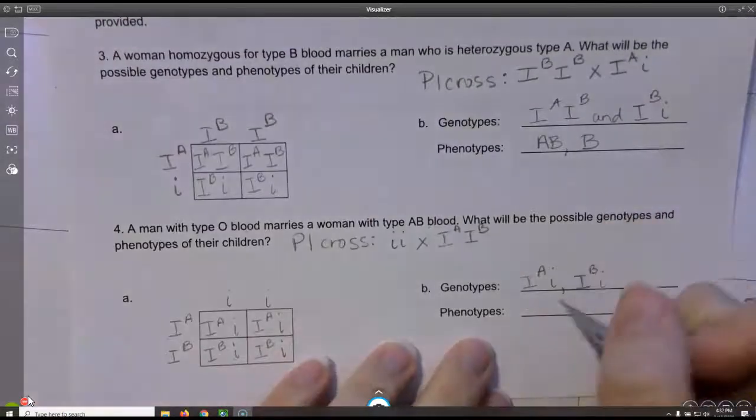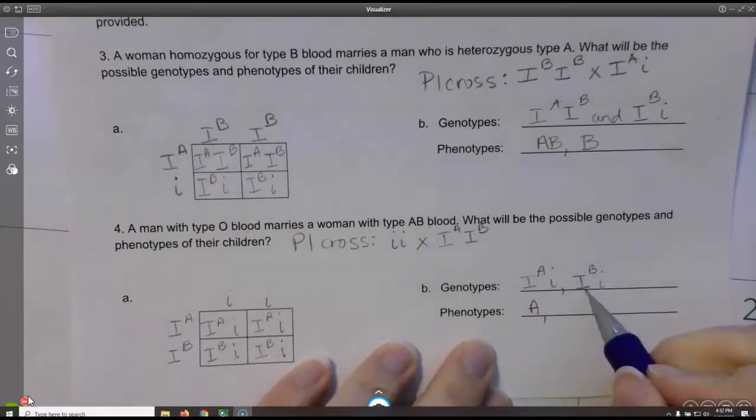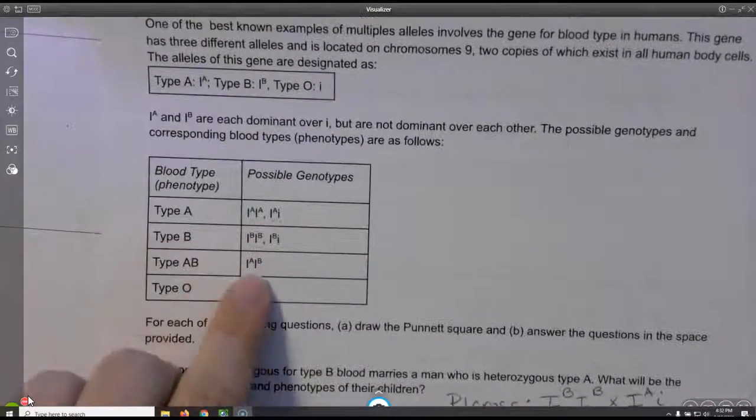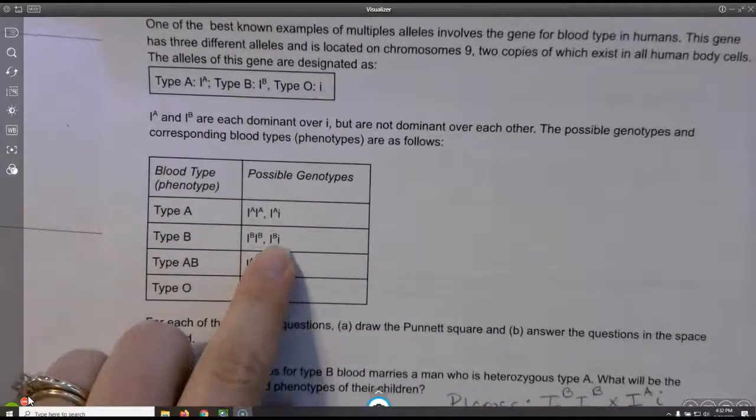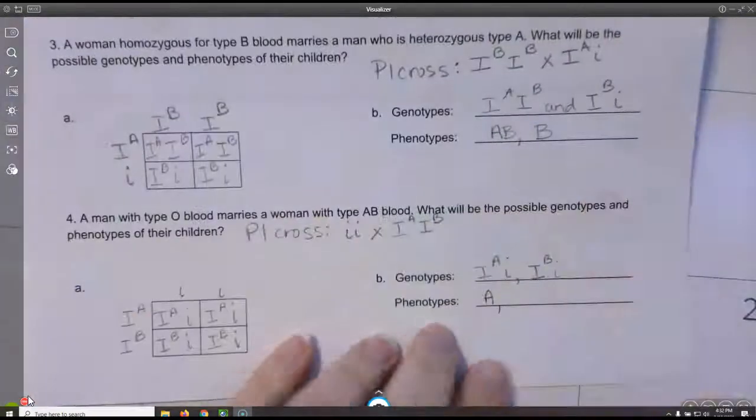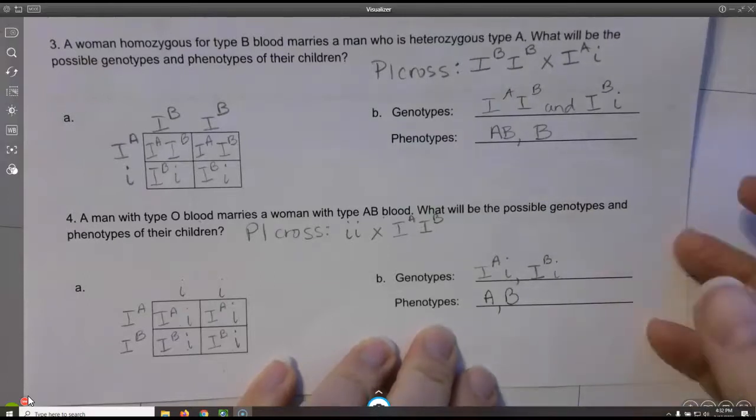Okay, so come back here, we write A, type A. Big I, big B, little i. Do the same thing again, go up here. Find that genotype, which is right here. It's the heterozygous form of type B. Come back here, type B. So the two possible blood types that the babies could have would be A or B.